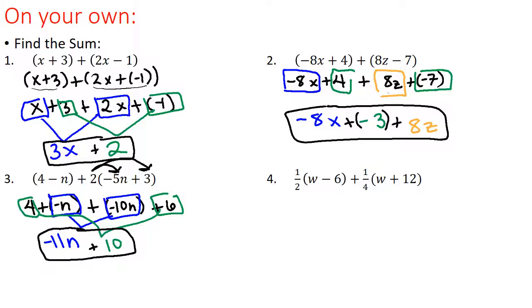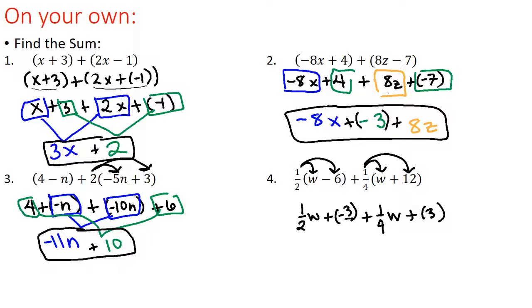On this last one here, I have 1/2 times the quantity w minus 6 plus 1/4 times the quantity w plus 12. So as I do 1/2 times w, I'll end up with 1/2 w. 1/2 times negative 6 will give me plus negative 3. Then I'm going to end up with 1/4 times w will give me plus 1/4 w. And 1/4 times 12 will give me plus 3.